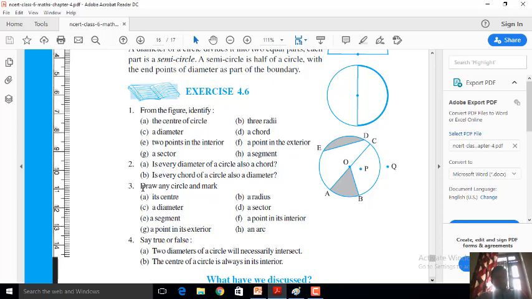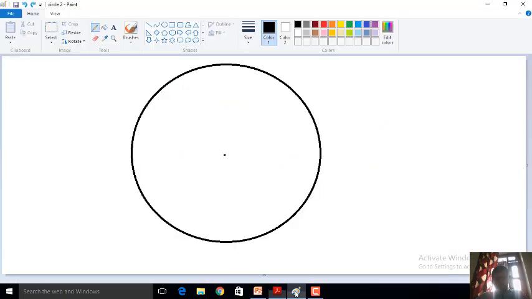Now here in the third question we have to draw a circle and mark its center. So here this is a circle and we are going to mark its center as O.